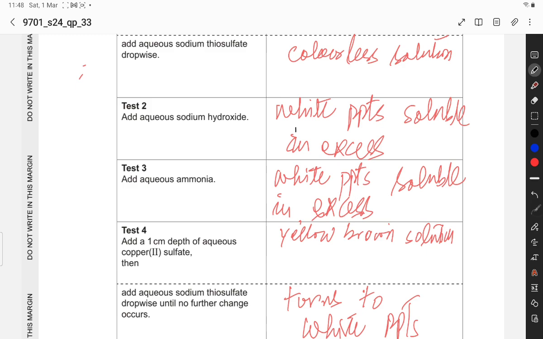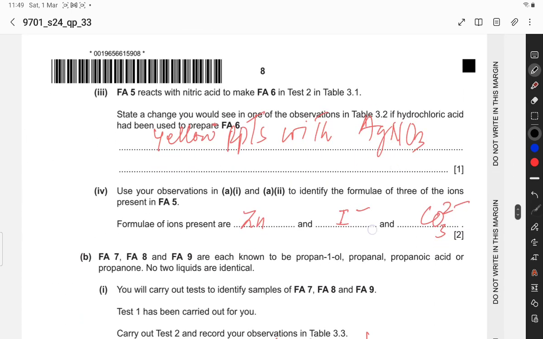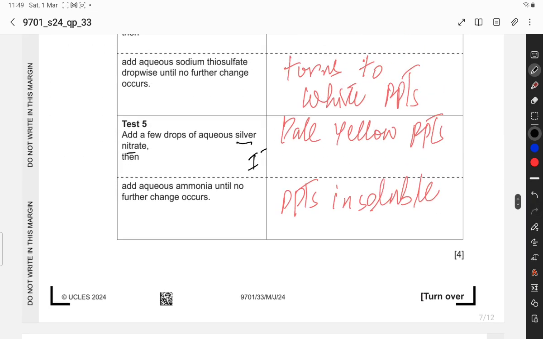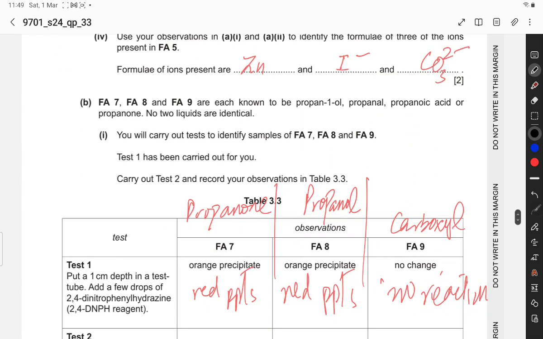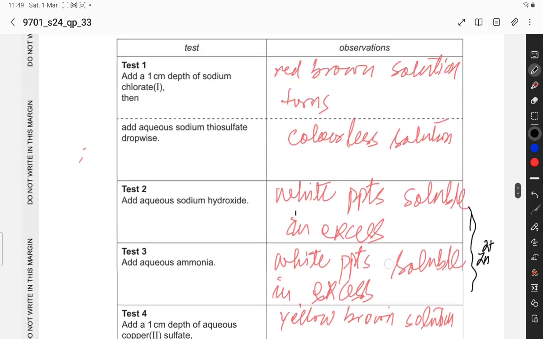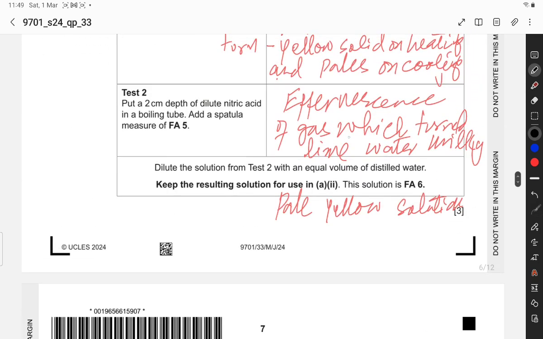So this is for over here. Zinc ion is confirmed, because zinc dissolves in excess aqueous sodium hydroxide and aqueous ammonia as well. So zinc ions are there, and this test confirmed that iodide ions are present in the solution. And this test confirmed it when effervescence of gas was formed, which turned lime water milky. This confirmed carbon dioxide, so carbonate ion.